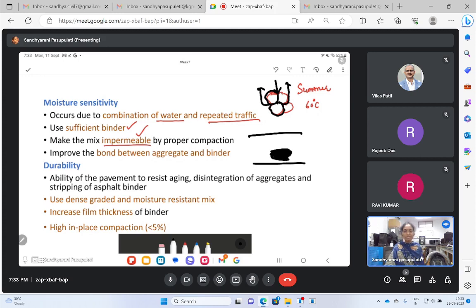So we should not design for zero air voids. We should have minimum air voids, but at the same time they should not be too much.